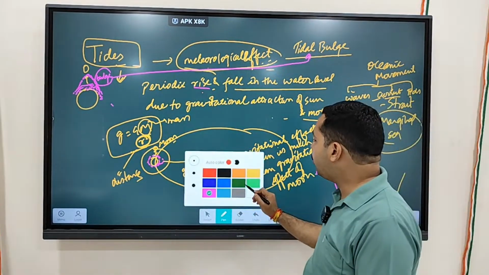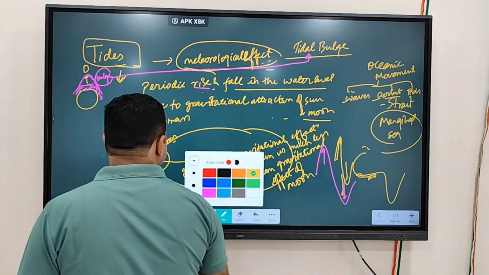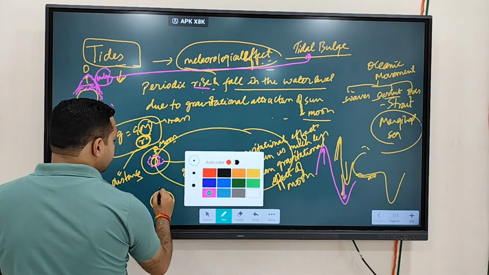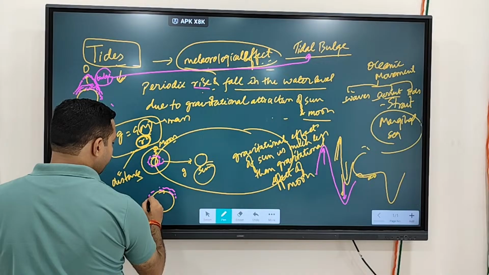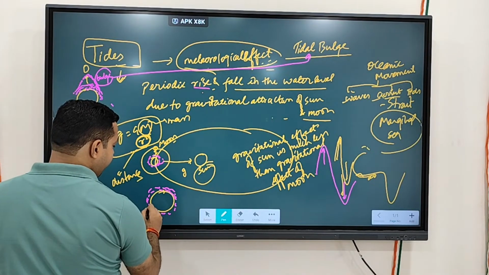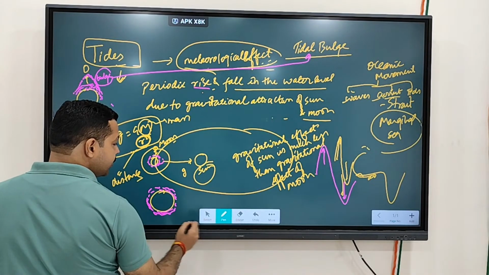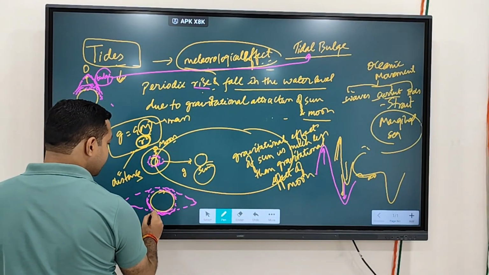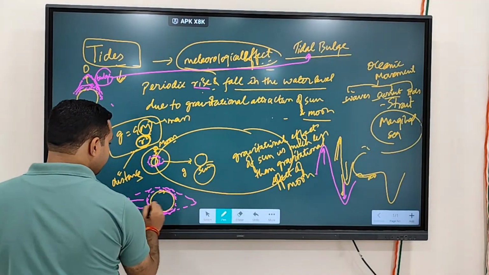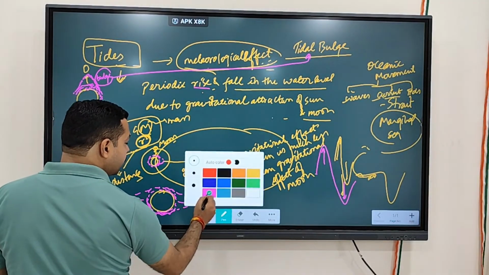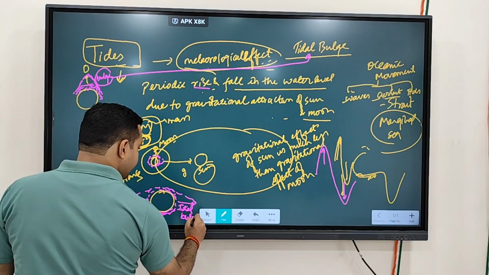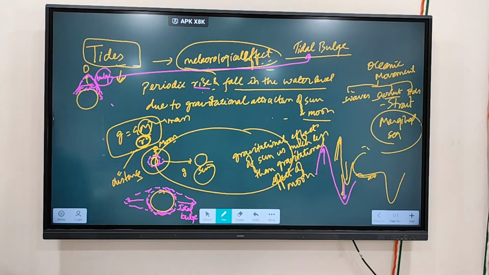So generally you'll see two types of tidal bulge. So let's say this is the earth, this is the water level, the ocean's level on the earth. You'll see a bulge in this direction, and you'll see a bulge in this direction. So generally this pulling up of the water level will create a tidal bulge. Fine.